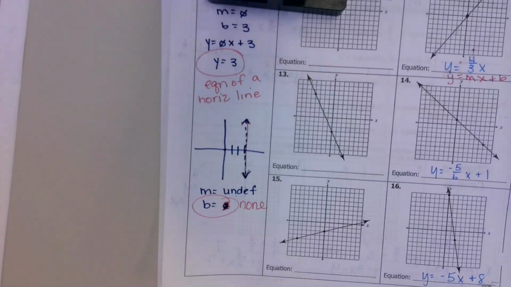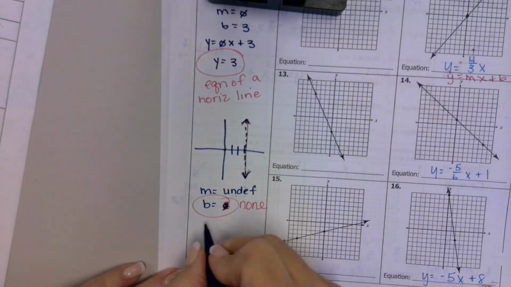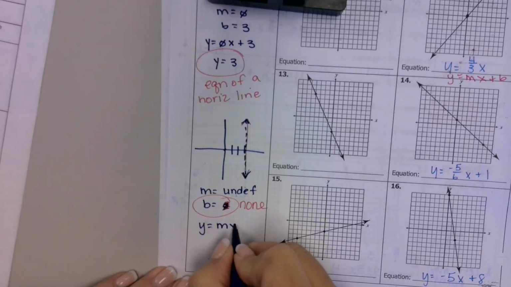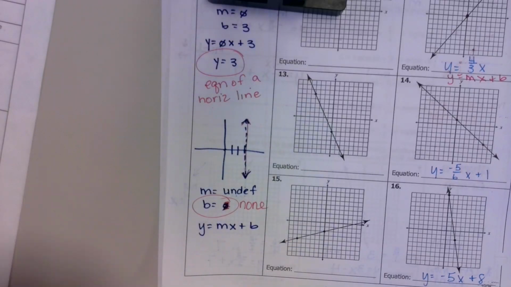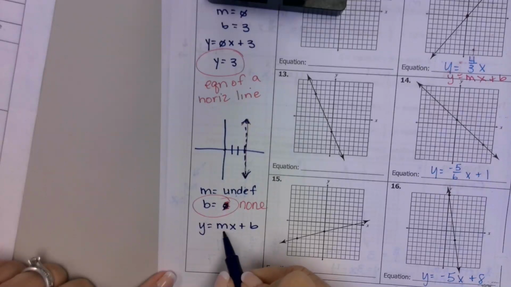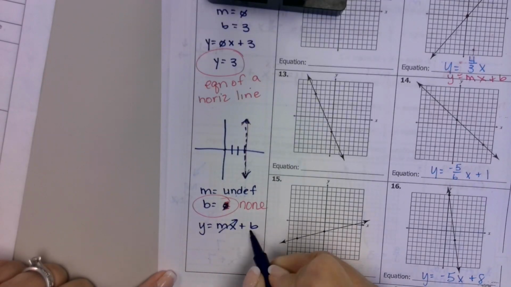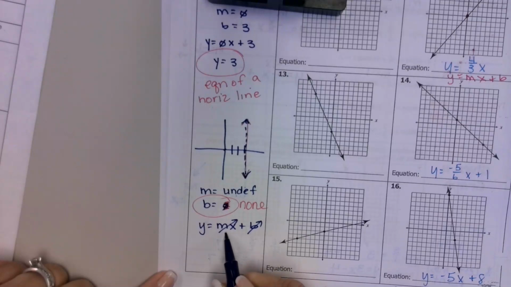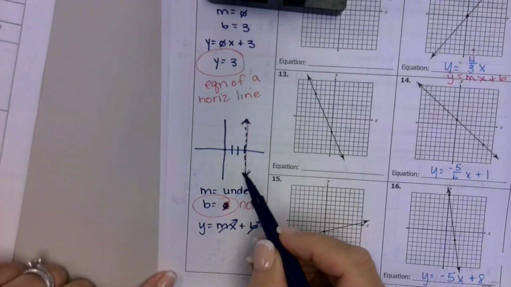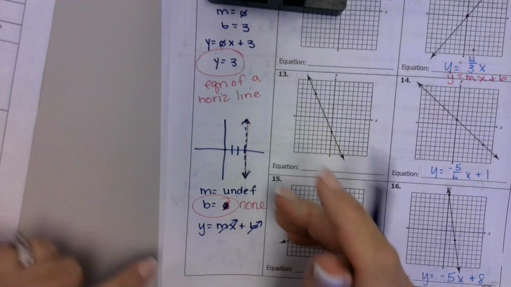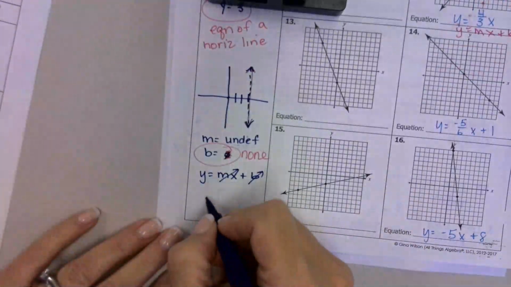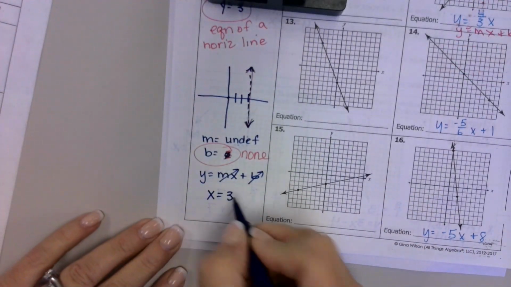I don't have one. So if I want to write this line, y equals mx plus b, what I have here is that this doesn't exist, right? And this doesn't exist. So I have no slope, and I have no y-intercept. But I still have a line. I still have this pink line. So in this case, what I have is just x equals 3.